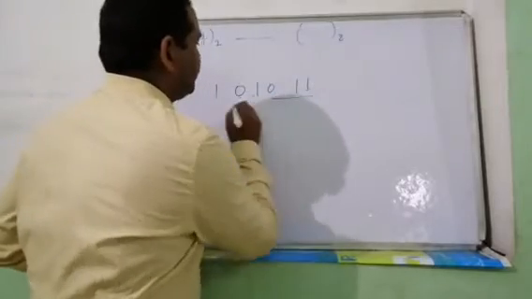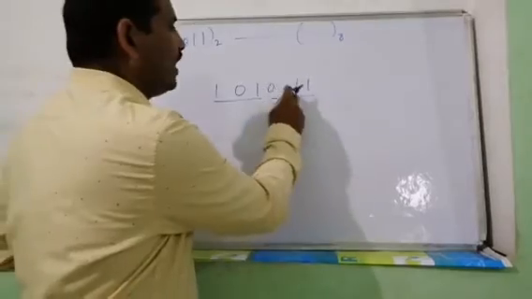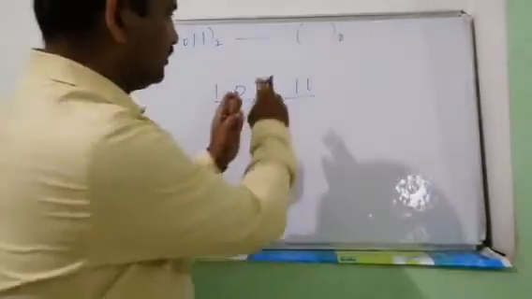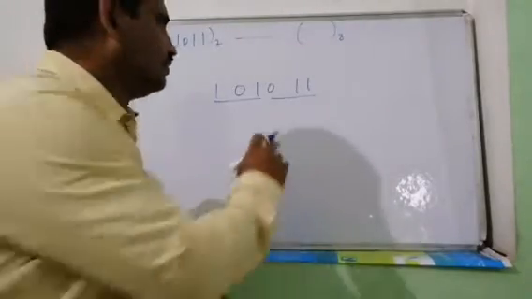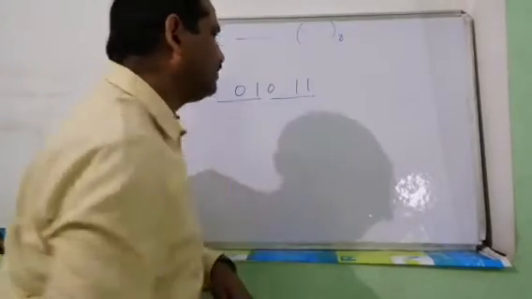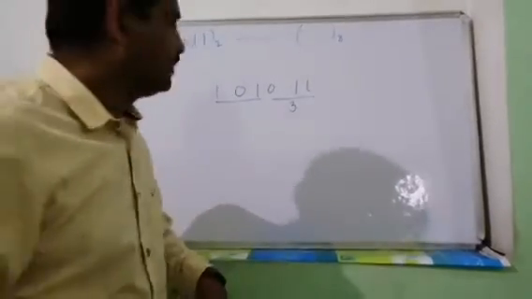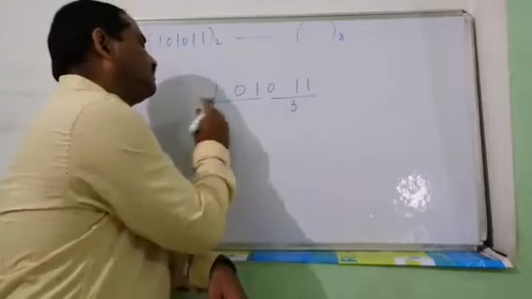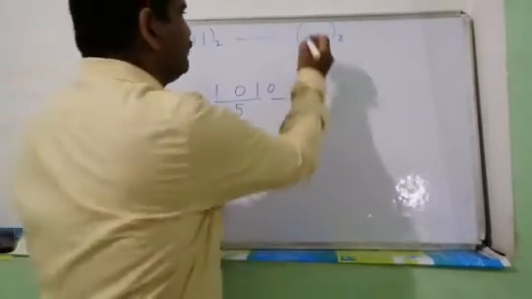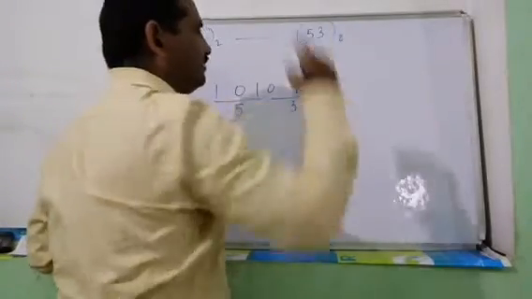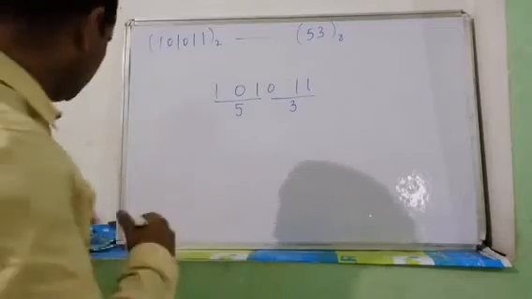So this is 3 digits and this is 3 digits. So 0 1 1, convert it into octal number system. The decimal representation of 0 1 1 is 3 and this is 5. So this will be 53 in octal. Let us do one more.